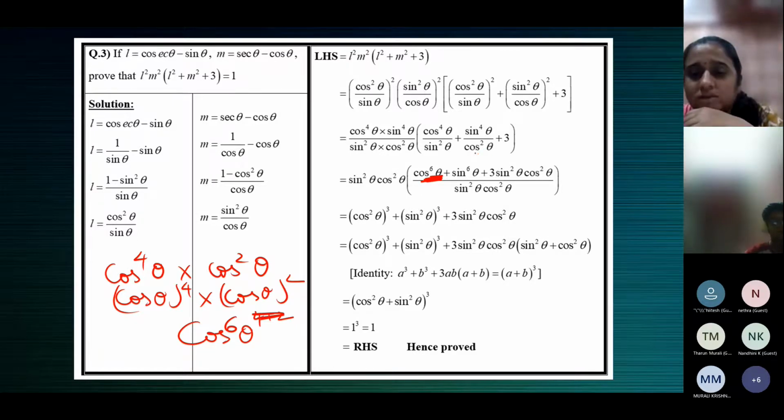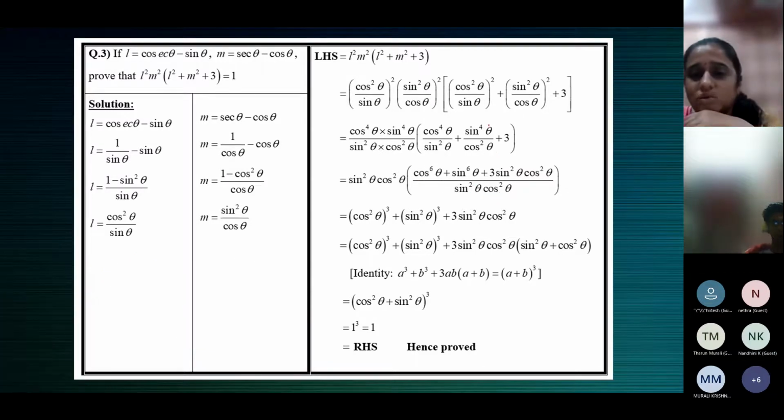Similarly, for the next one, there is cos square theta. So we need to multiply the numerator with sine square theta. We have sine theta to the power 4 here. Here the power is 2. Bases are same, sine theta, sine theta. It's multiplication, so add the powers, 4 plus 2, 6. So sine theta to the power 6.